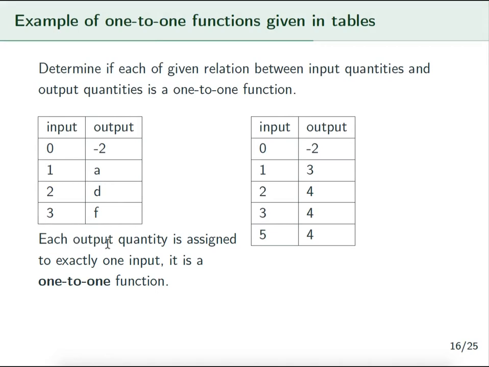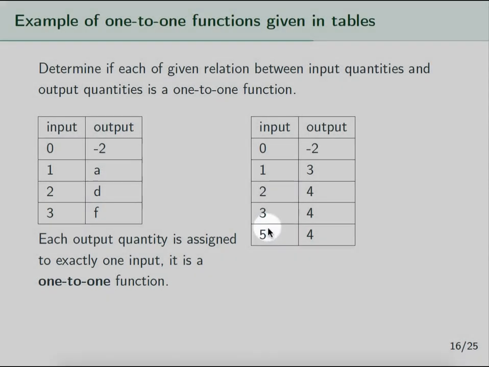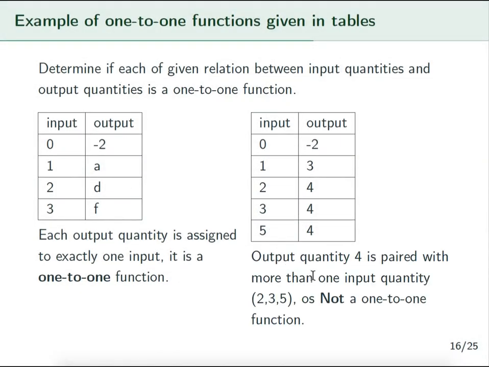So this function is a one-to-one function. Each output quantity is assigned to exactly one input. The simple way to think about it is that outputs are not repeated by different input quantities. In this example, it is a function, but output quantity 4 is paired with 2, 3, and 5. Output 4 is paired with more than one input quantity, so it is not a one-to-one function. It is a function, just not a one-to-one function.